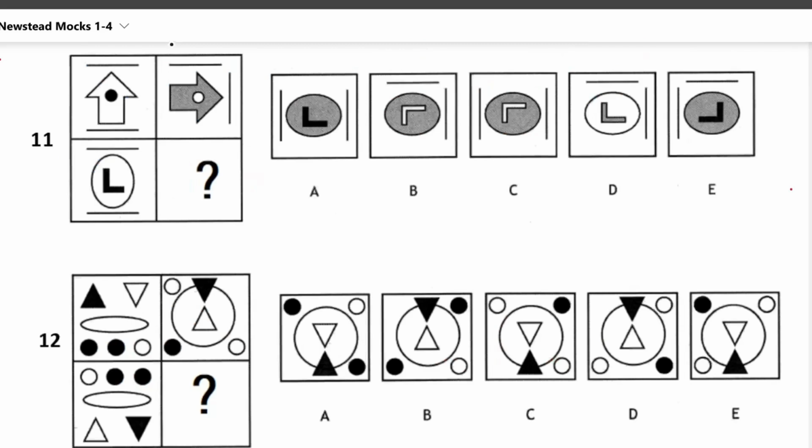We are going to rotate this inside shape by 90 degrees clockwise. That means our L is going to look like this, which means we can cross out A, D, and E. And then once we have that, let's pay attention to what's happening to the lines. They have to be like this in the next row. Only one that looks like that is B.